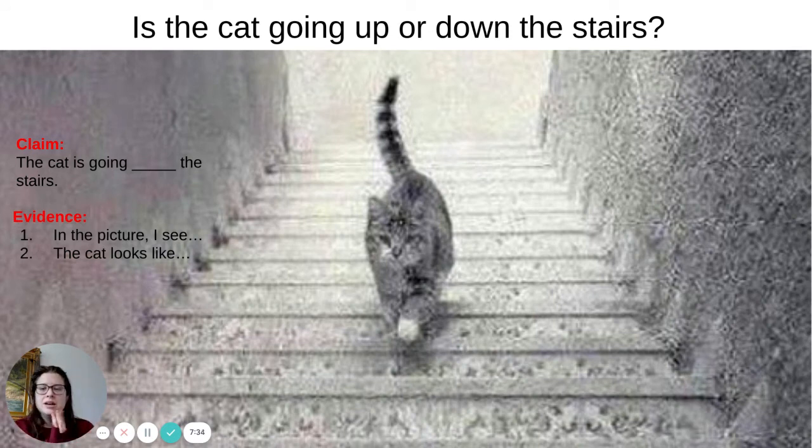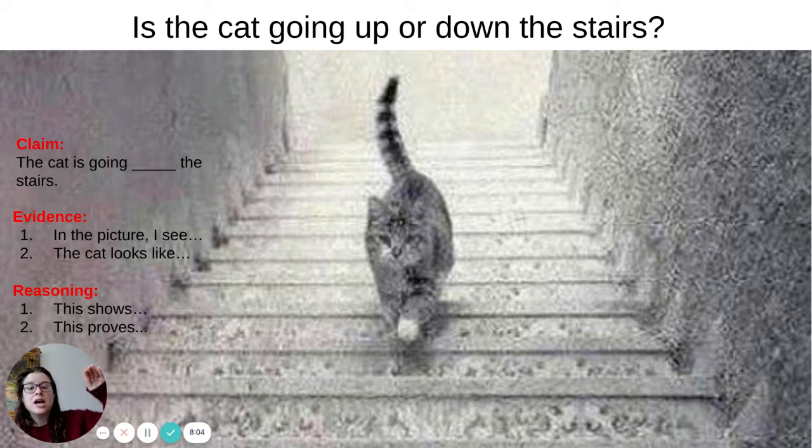My evidence then, I might say, in the picture, I see the cat's paws kind of raised over the edge of the step. The cat also looks like they're angled in a way that makes me think they're going up the stairs. Then my reasoning, this shows that the cat is going up the stairs because I know that when cats are going up the stairs, their paws normally kind of curve up and that causes their body then to angle. Okay, that's just one example of how I could create a CER about this picture.